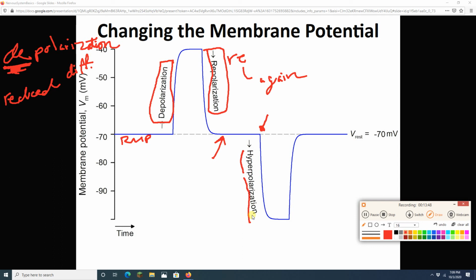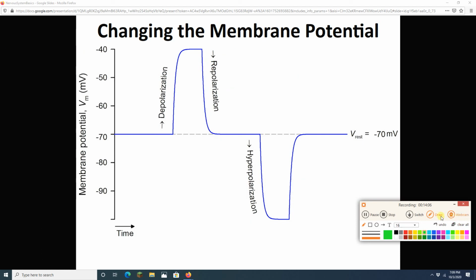So these are the basic ways in which we can change the membrane potential. We can depolarize it, and if we depolarize it, we can repolarize it, and then we can also hyperpolarize it. Notice we don't have a term for the return to normal from hyperpolarization. That's okay. We'll survive without that.